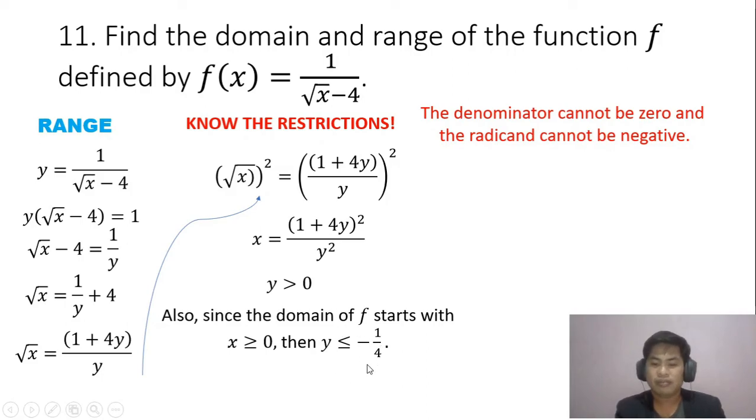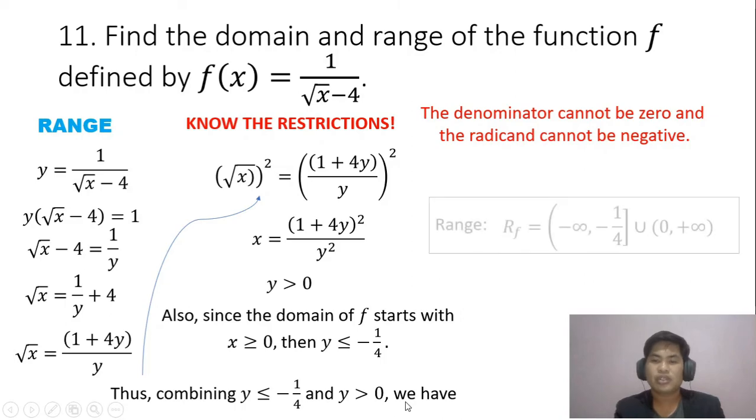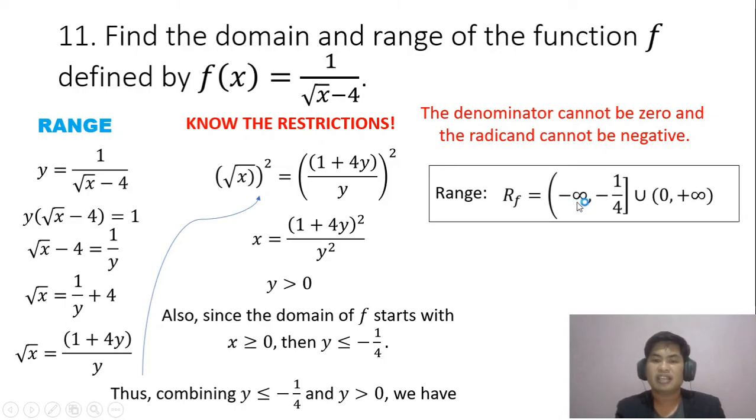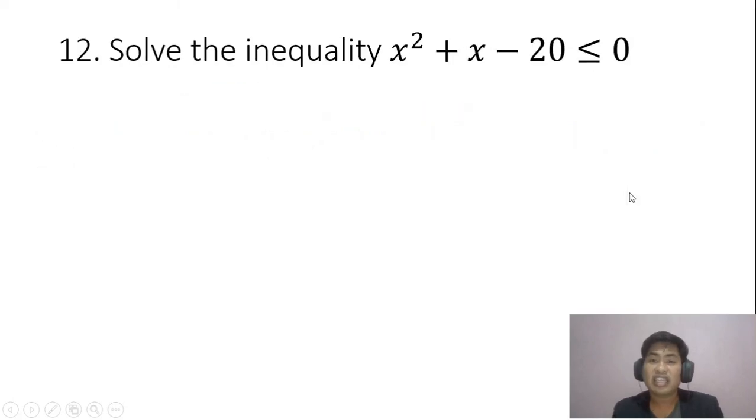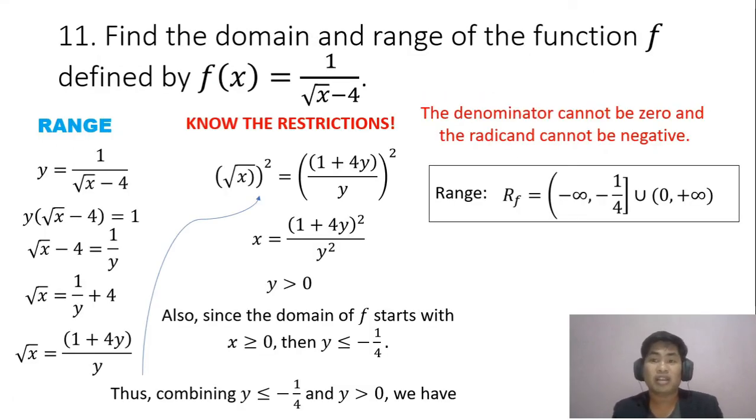So kung imo na i-combine, combining y less than or equal to negative 1/4 and y is greater than 0, so we have this range, negative infinity to negative 1/4, union 0 to positive infinity. So this is now our range nga dili gid ninyo makuha, no. So mao na siya ang range. So ito siya ang sample sa domain and range. So practice lang, kaya ra na.